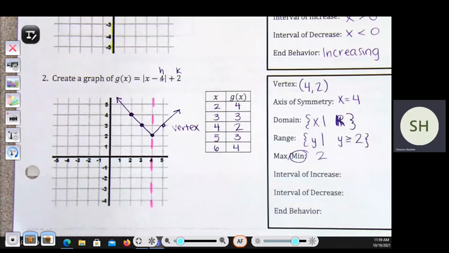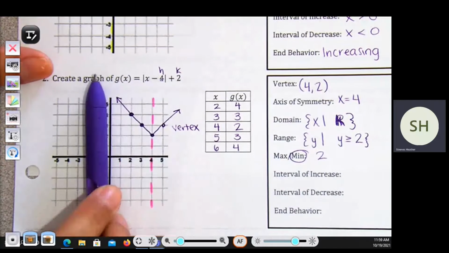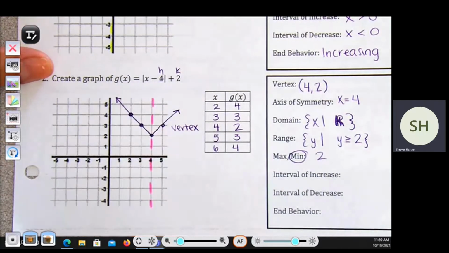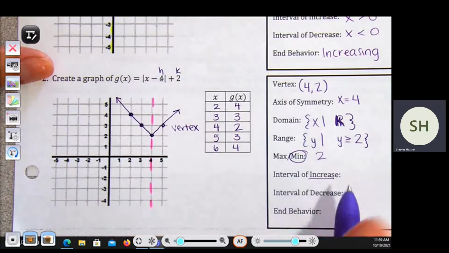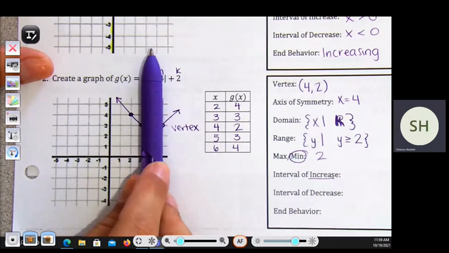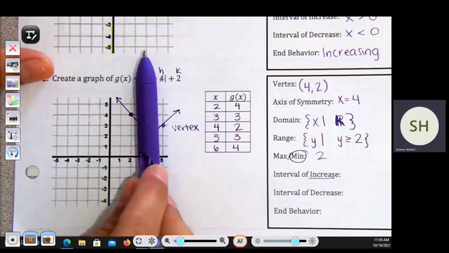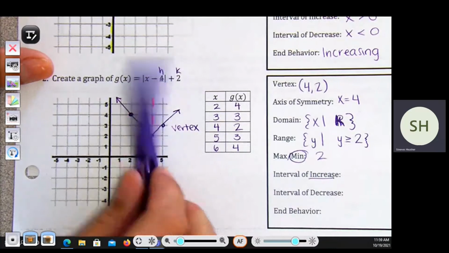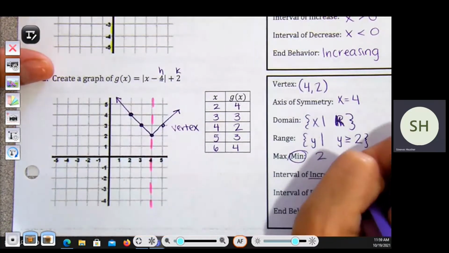Interval of increase. You have two sides to this graph. Looking at the axis of symmetry, you have the left side of the graph and you have the right side. Which side is increasing? The right. So is that going to be x is greater than 4? Greater than 4.